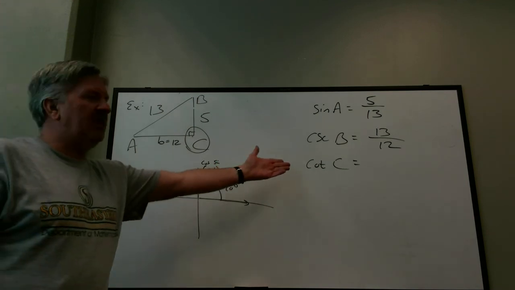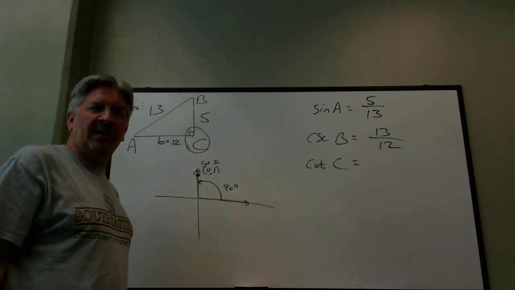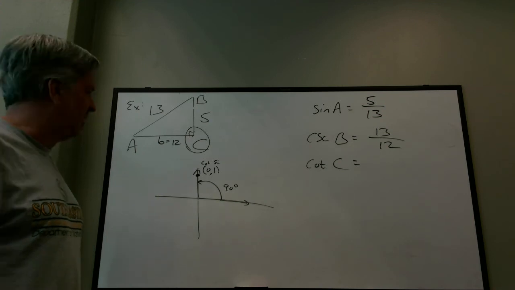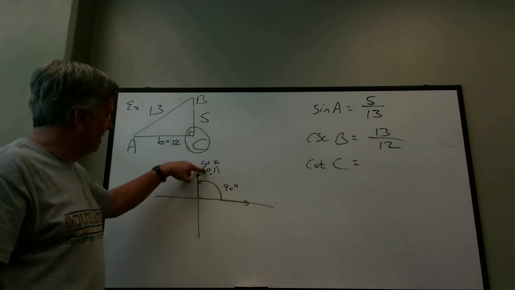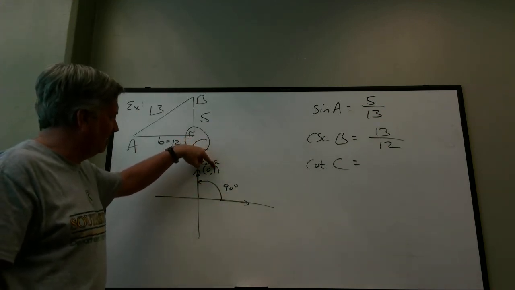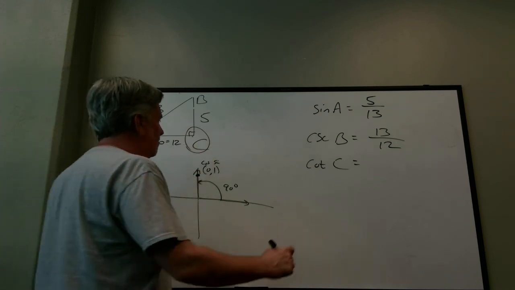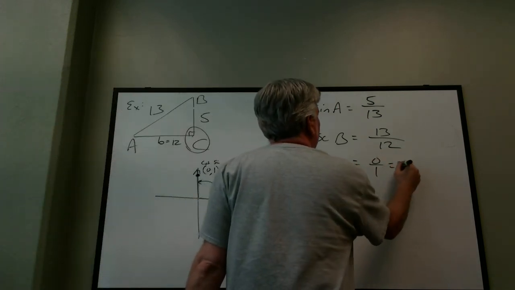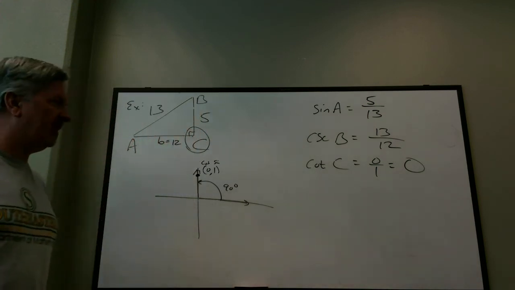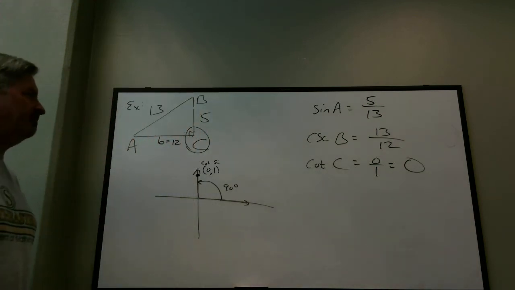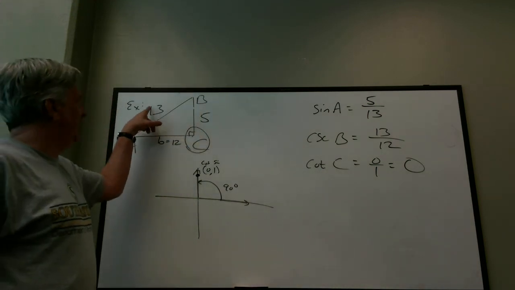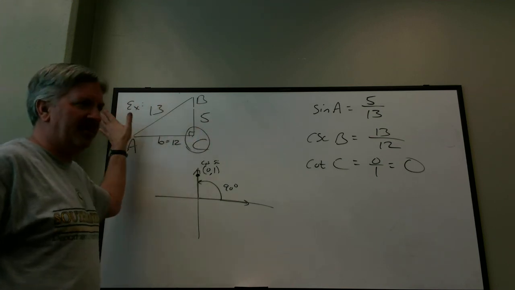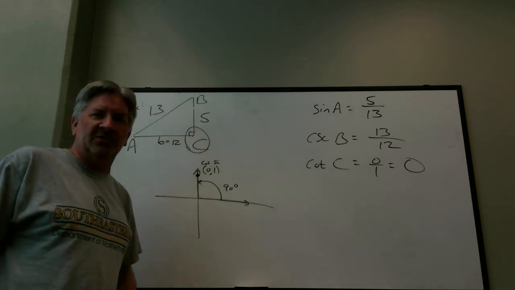Now, how do we get cotangent? Remember the quotient identity. Cotangent of an angle is cosine over sine. So the cosine of 90 degrees is 0. The sine of 90 degrees is 1. So the cotangent is cosine over sine, which is 0 over 1, which is 0. The cotangent of 90 degrees is 0. So it's not 5/13, it's not 12/13, it's not undefined. The cotangent of 90 degrees is 0.